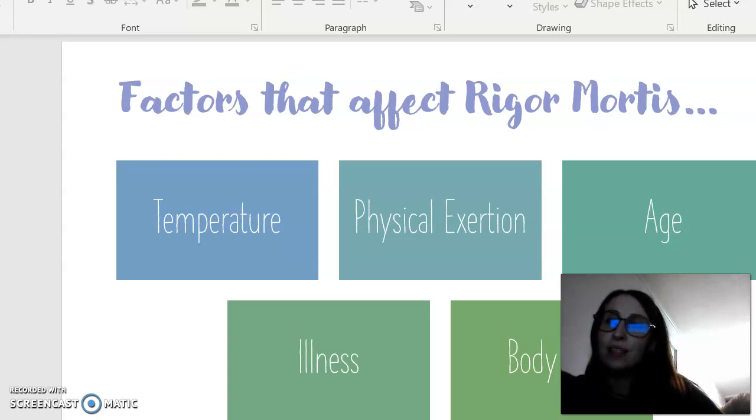Physical exertion depletes the oxygen in your body. If someone worked out right before they died or did a lot of physical activity, there's not as much oxygen in the body, and this can cause rigor mortis to also occur quicker. Age and illness both affect it, and body fat is an insulator, and that can actually slow the process of rigor mortis.